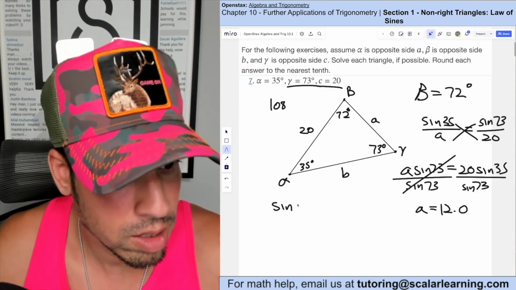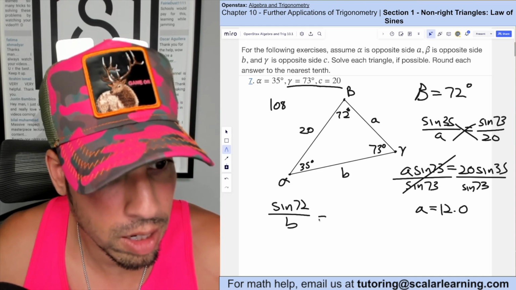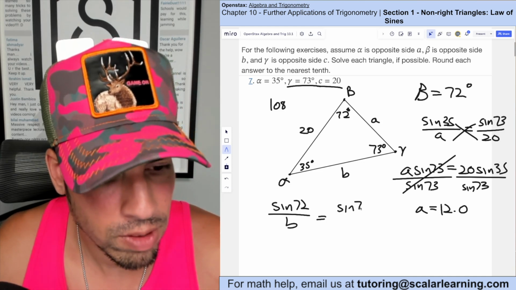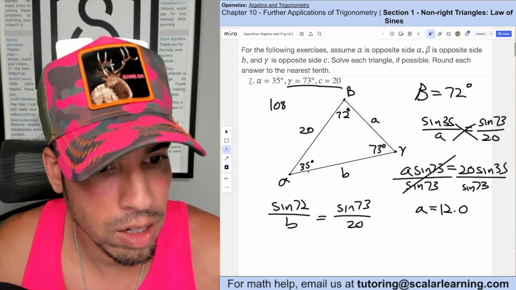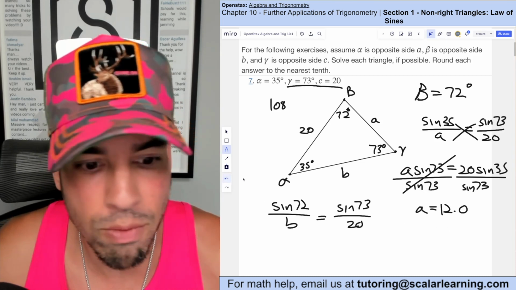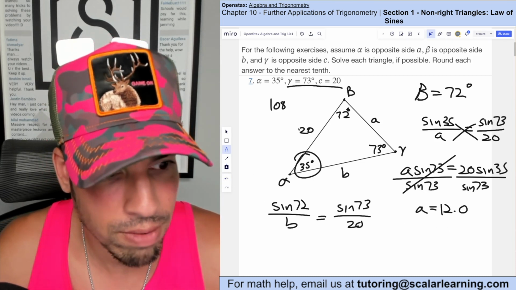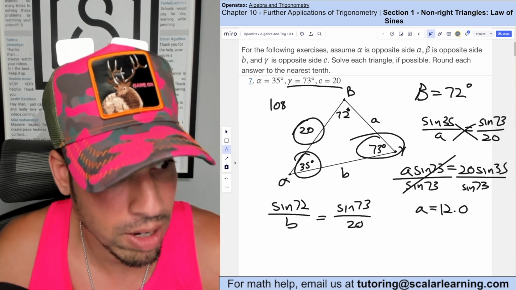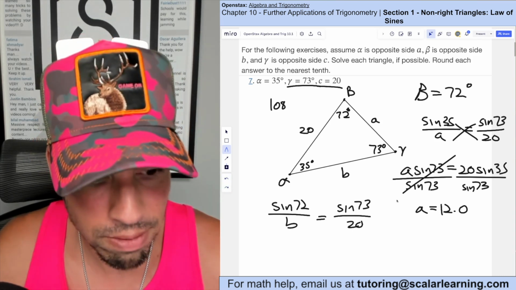I'm going to say sine of 72 over B equals sine of 73 over 20. Now, I could have said sine of 35 over this, but I like to avoid that because this is an exact value. This is an exact value. This is an exact value. So I'd like to go with things that are exact values when I have the choice.